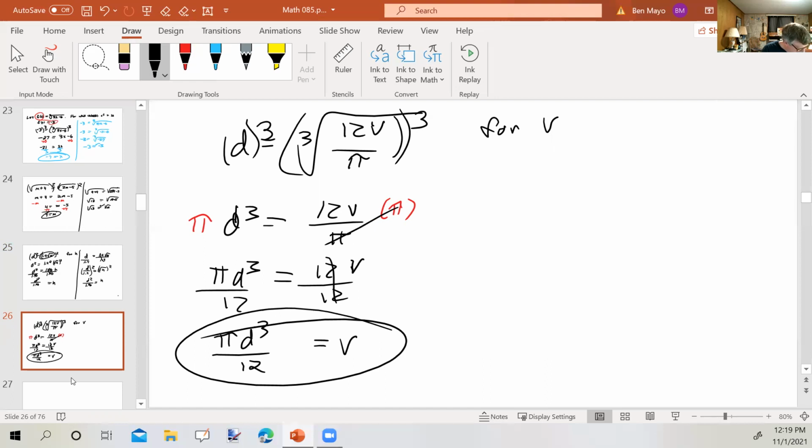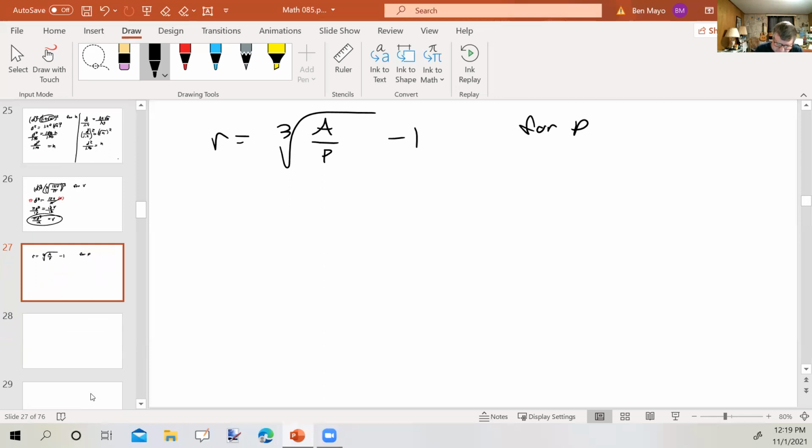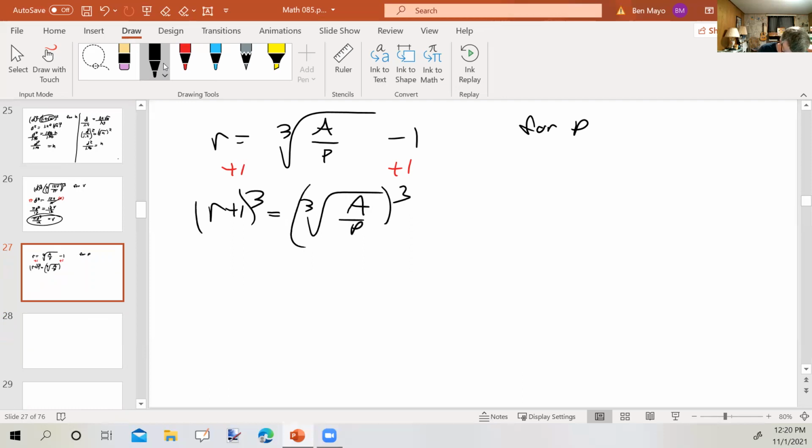Let's see here. Let's do this one. R equals the cube root of a divided by p, and then minus 1. And the minus 1 is outside of the radical. We're going to solve for p. So the first thing we're going to do is add 1 to both sides. R plus 1 equals the cube root of a over p. Then we'll cube both sides. R plus 1 cubed equals a over p.